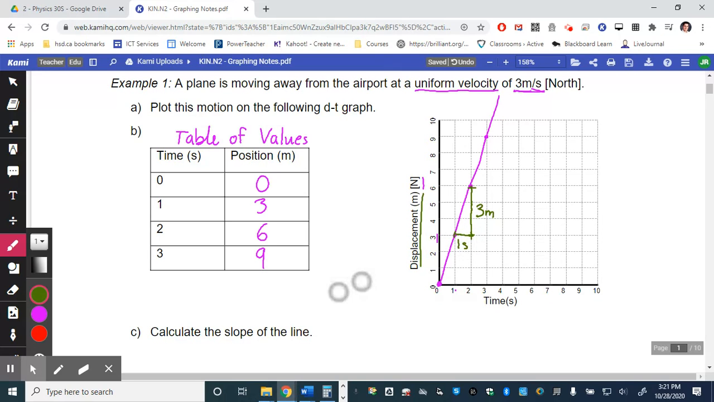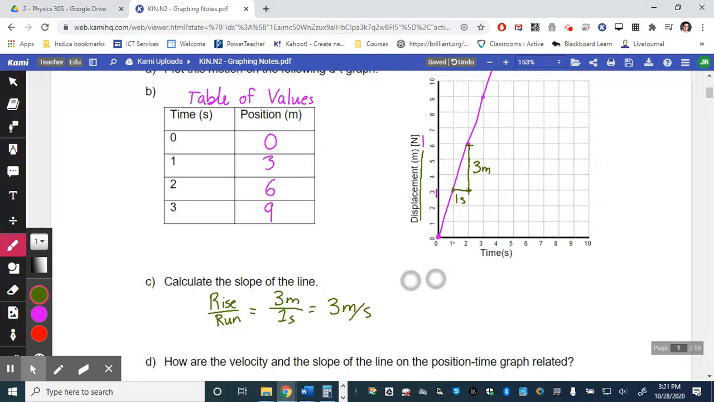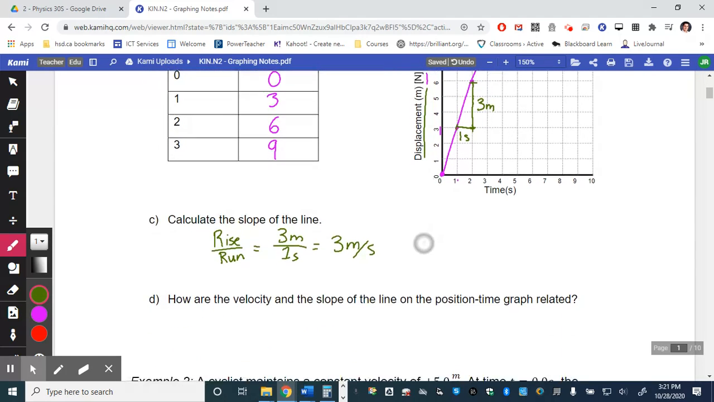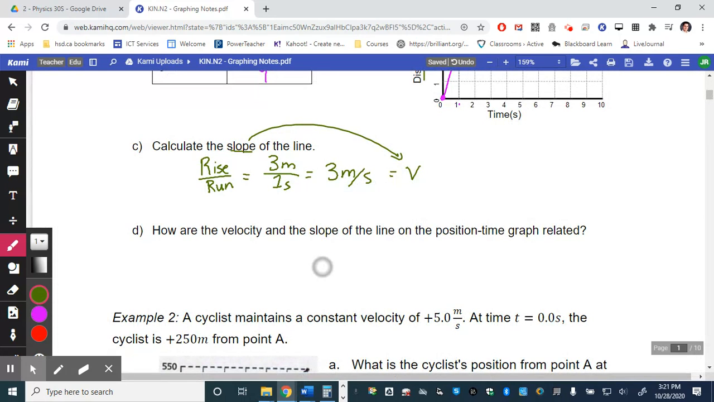Oh my goodness. I think I see what's going to happen already. We're going to get the rise over the run being our velocity. And in fact, that's always the case. Rise over the run, in this case, would be 3 meters in 1 second, and that gives us 3 meters per second. Isn't that cool? We learned this last year. The slope of a line represents the speed on a graph. So the question is, how are the velocity and the slope of the line on the position time graph related? They are the same.